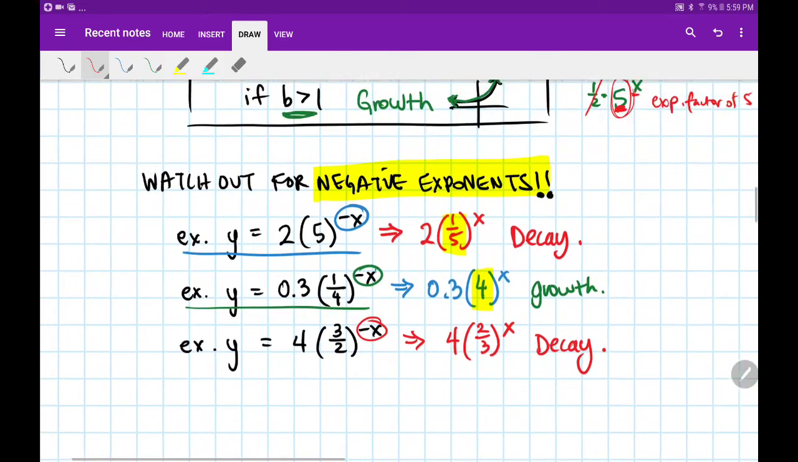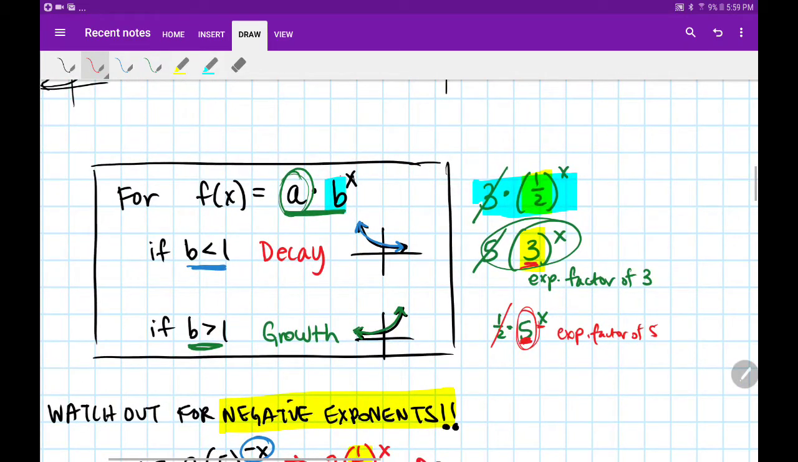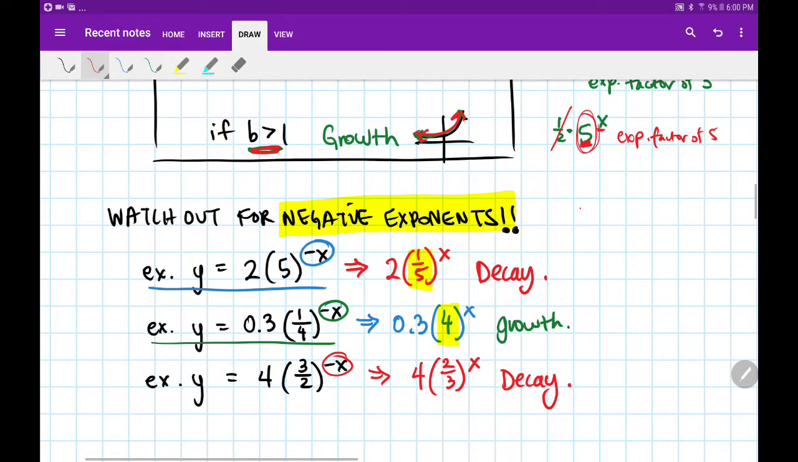So again, we're always interested in the base. Generally, if the base is less than 1, you'll have a decay graph. If it's greater than 1, you'll be growth. But watch out and rewrite when you have negative exponents entering the equation.